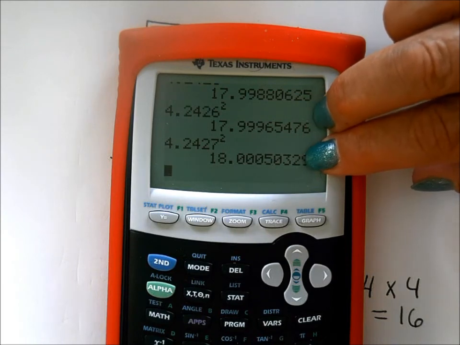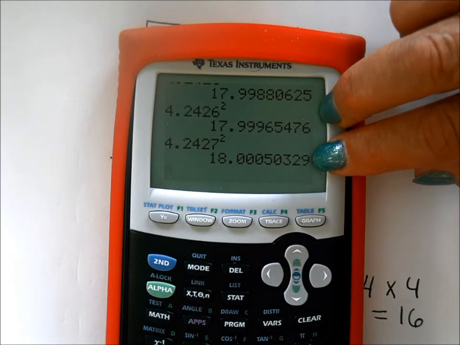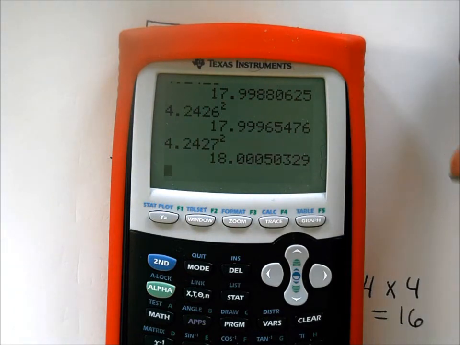I could use either one of those. They're both very, very close. And that's how you find the estimated square root of a number.